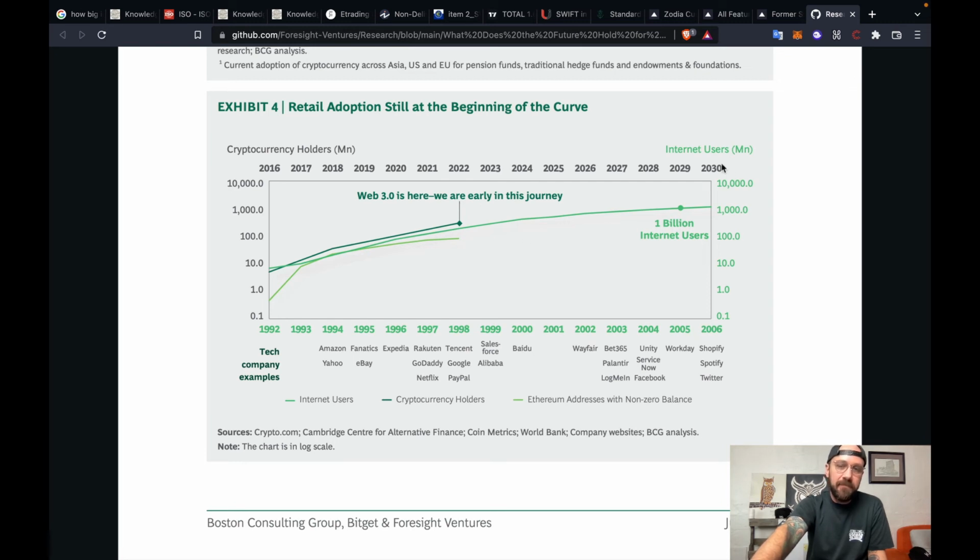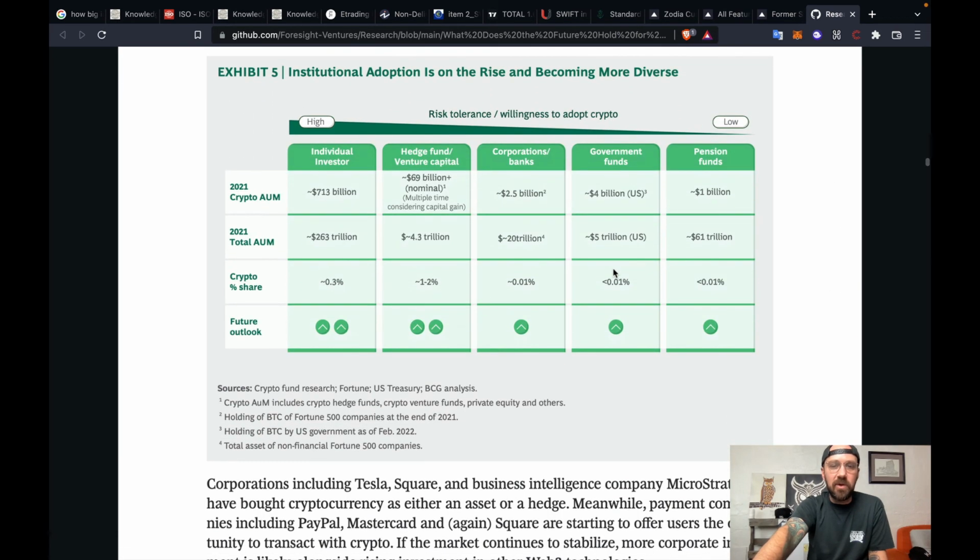By 2030, they're expecting 1 billion users to be utilizing cryptocurrency. And in 2030, the crypto market will only represent where we were at in 2006 with the internet. Just interesting facts. I mean, this is all kind of assumptions here. And last but not least, institutional adoption is on the rise and becoming more diverse in crypto. So this is 2021's cryptocurrency assets under management from an individual investor, hedge fund and venture capital standpoint, corporations and bank standpoint, government fund standpoint, and pension fund standpoint.